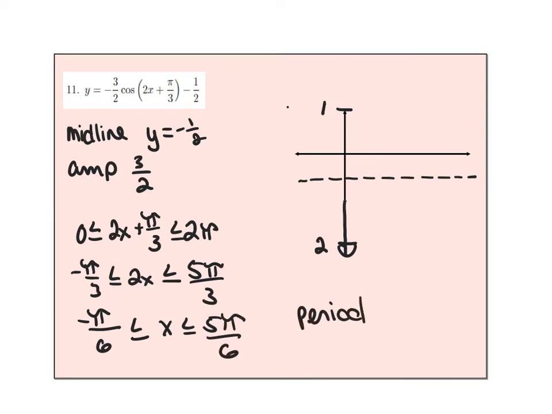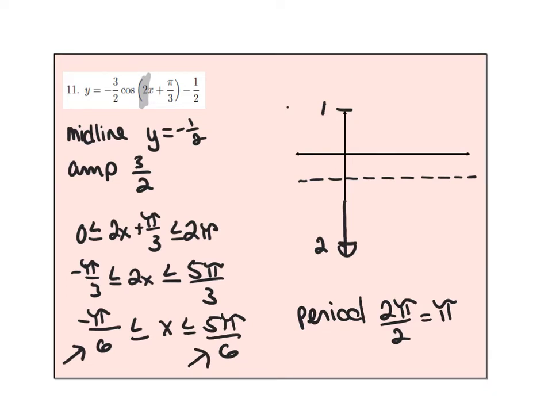And remember, the phase shift is just that first number. It's not that whole inequality. The phase shift would be negative pi over 6. Our period is going to be 2 pi divided by the b. The b is this number right here. So we're going to be dividing by 2, which is pi. That means this function starts at negative pi over 6 and goes to 5 pi over 6. That distance should be pi.